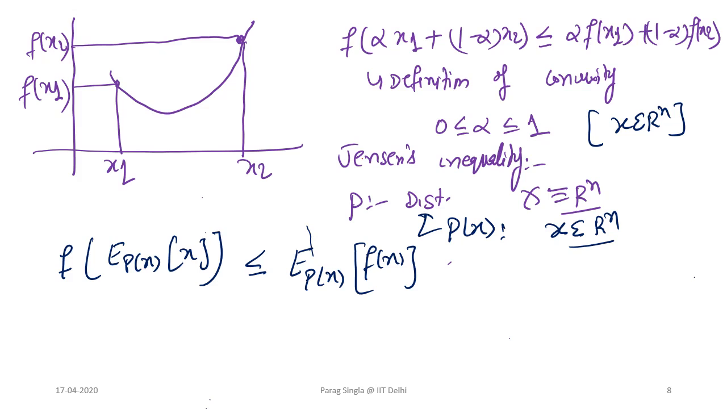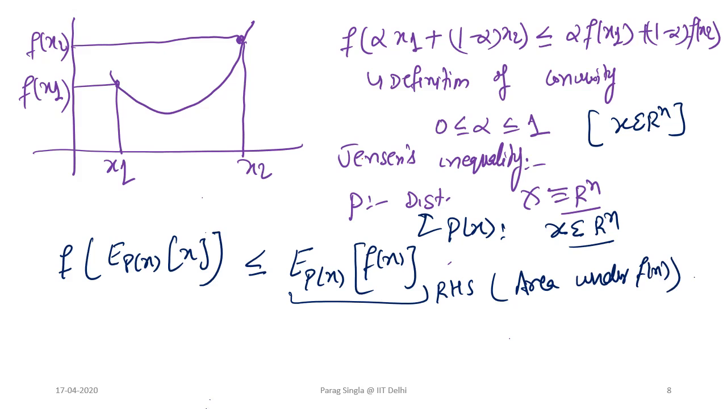I will not go through the complete proof of this, but intuitively, the intuition behind this inequality is the right hand side. This RHS is, in some sense, the area under the curve f. This is a little loose, because this is actually the area only if px is a uniform distribution. Assuming that px is uniform, then this is exactly the area under this curve.